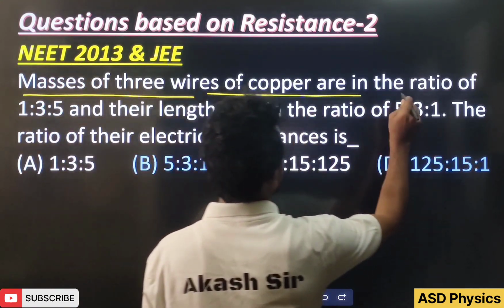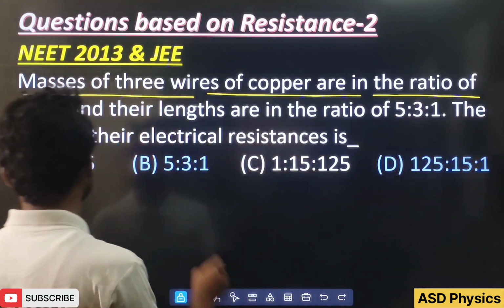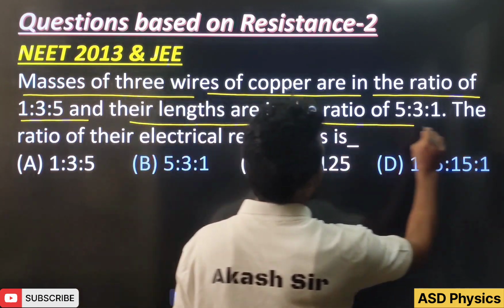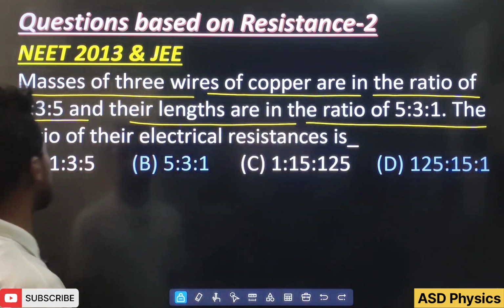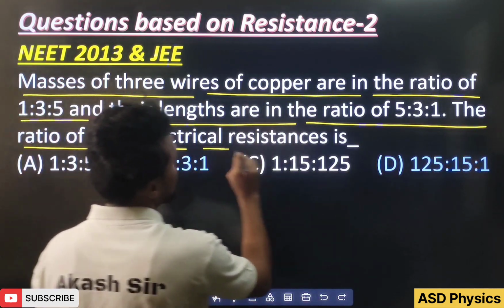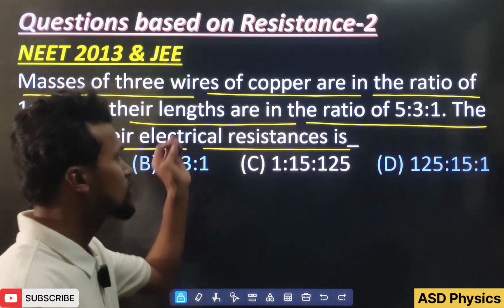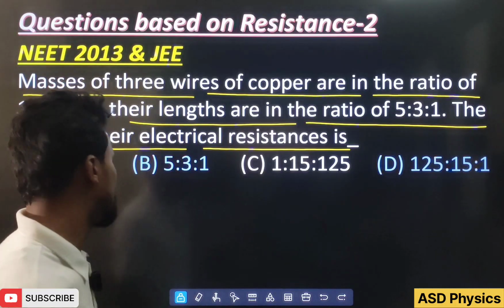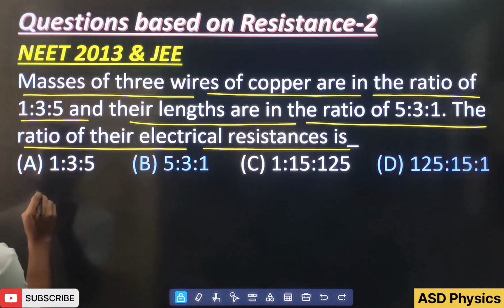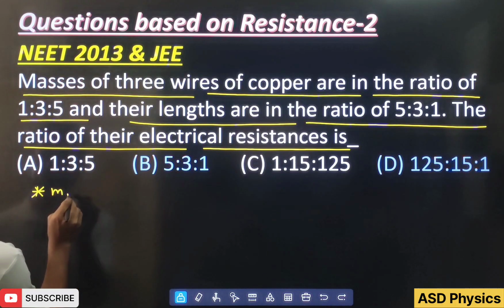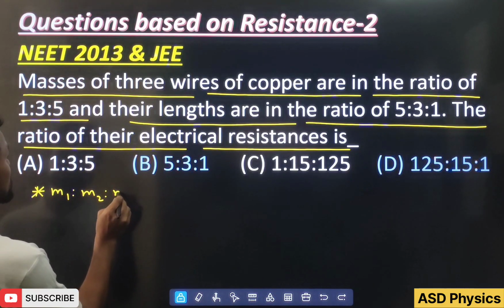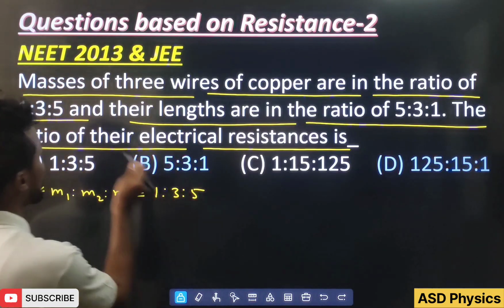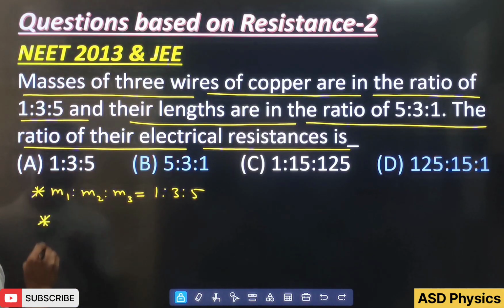Masses of 3 wires of copper are in the ratio of 1:3:5 and their lengths are in the ratio of 5:3:1. The ratio of their electrical resistances is how much? Here they are asking in terms of length and mass, the resistance value. First we can write the mass ratio for the 3 wires, M1, M2, M3. It is given as 1:3:5.